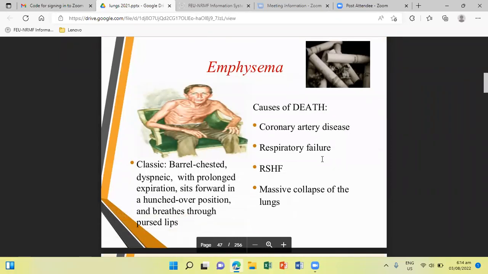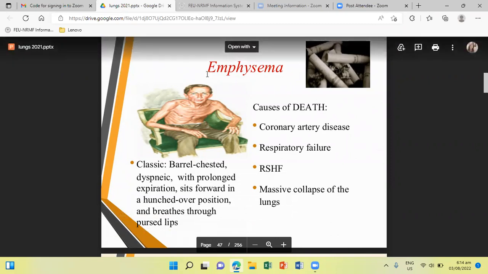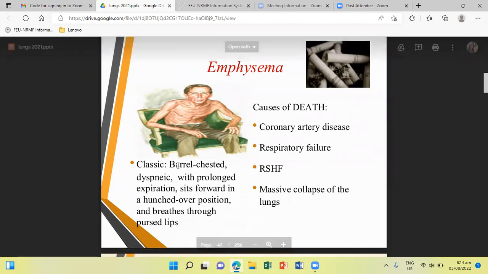I'm now going to emphysema. When you say emphysema, this time I want you to remember the letter E. The E here should remind you of enlargement of air spaces. Enlargement of air spaces. There are different types of emphysema, and the usual cause of which is smoking. This is the classic appearance of your patient. They are usually barrel-chested, they are dyspneic, they usually have a hunched over position and tend to sit forward.